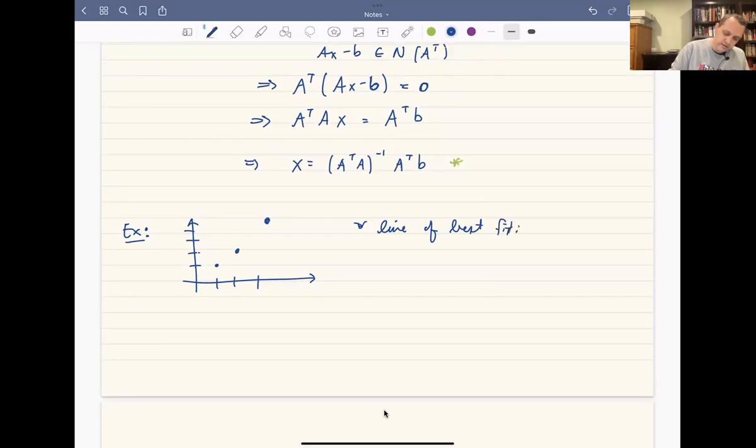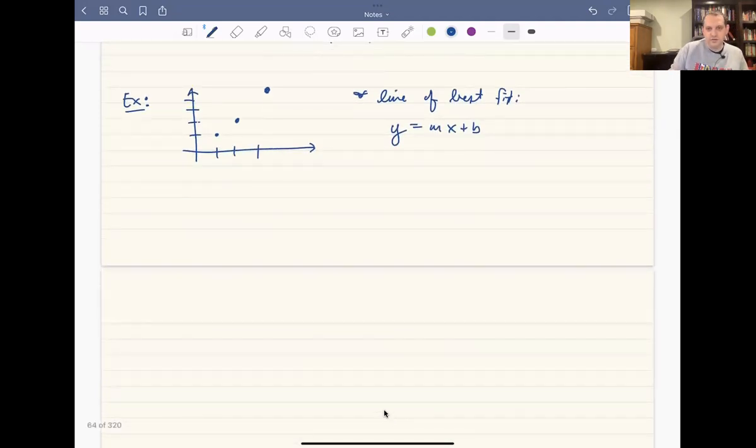Okay, and so the idea here is I'm going to find the line y equals mx plus b that's going to be the best fit here. And so I want to find, actually m and b are bad choices. Let me call it C and D. Okay, I'll explain why in a second.